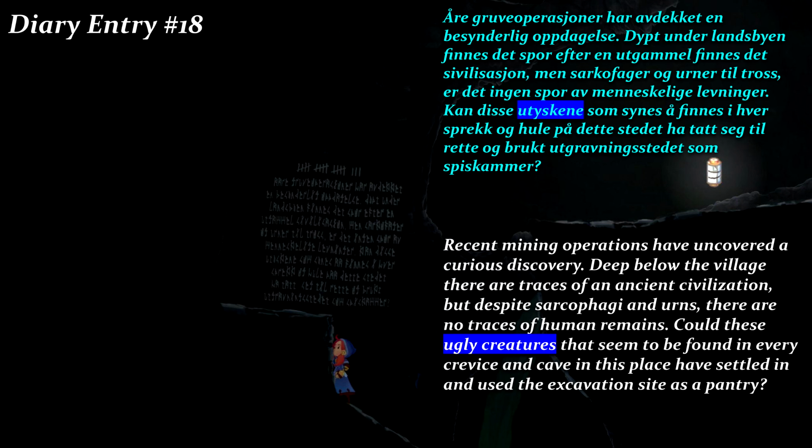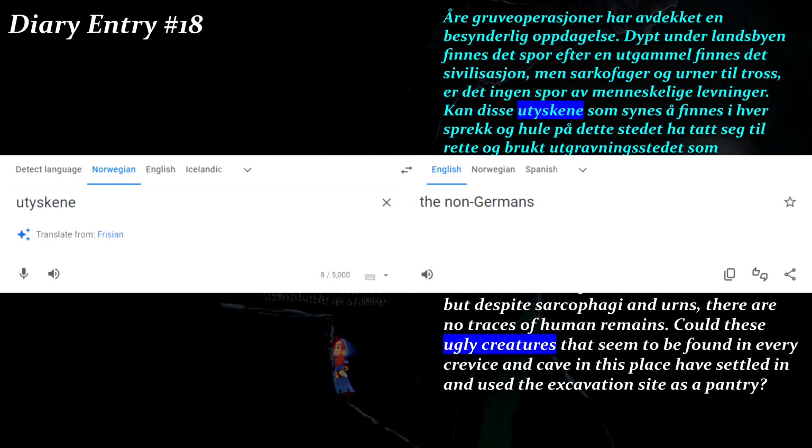A funny translation note here. I translated the Norwegian word utiskene as ugly creatures, and some alternatives include monsters, horrors, and beasts. But Google Translate and a couple of other translation websites really want to translate it as the non-Germans. Feel free to interpret that however you like.